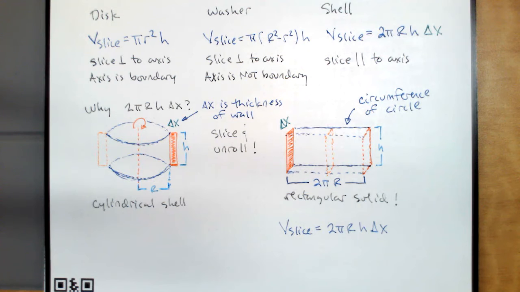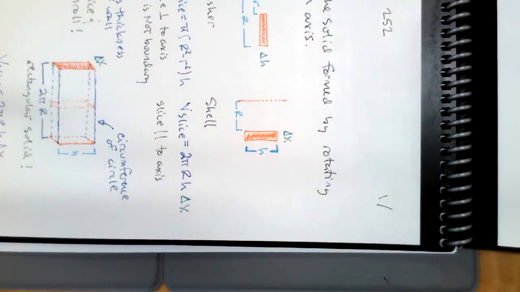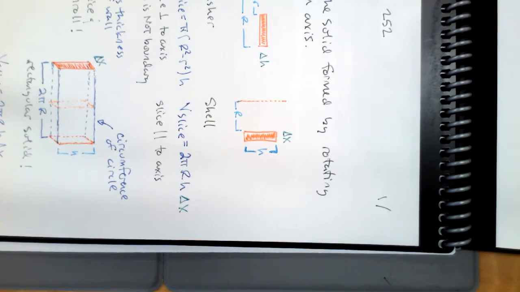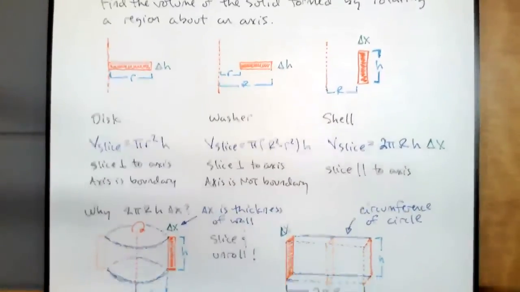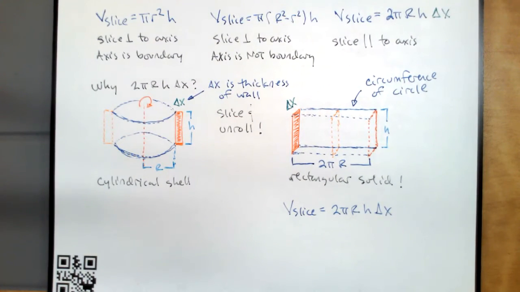That one's going to change to be a delta x or a delta y. The way I've drawn it here, it was a delta x, but it could just as easily be a delta y if we're slicing parallel to the axis of rotation like this. Delta x, or delta y. Any questions?